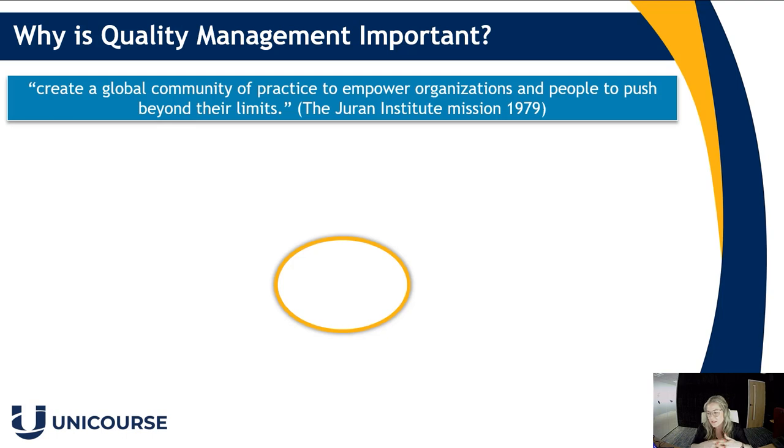But he made the statement that quality management is about creating a global community of practice to empower organisations and people to push beyond their limits. So, I think they're really strong, these words. It's about pushing beyond your limits by sharing information with everyone around us to consistently improve and work towards perfection. Because most of the time, organisations don't have perfect products, especially at the start. It's about understanding how to get to a decent quality of product or service.